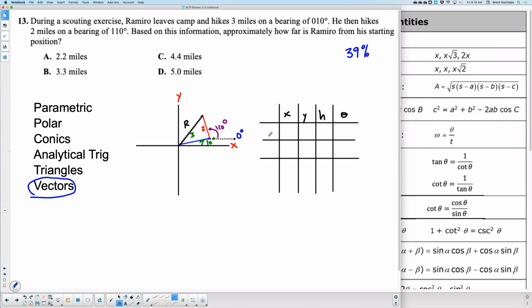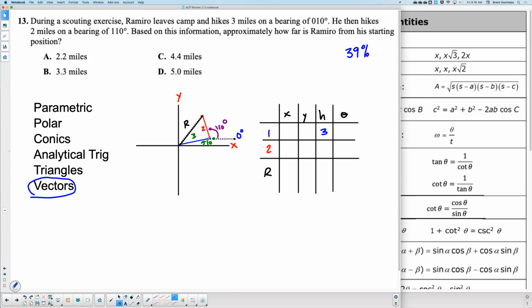So the first one's blue. 1, 2, and my resultant I drew in black, so I'll do that in black again. All right, let's talk about this first blue vector. Does this appear to you to be an x-axis, a y-axis, or a diagonal h? Diagonal h, I agree. We had the value of 3 miles right there, so that is our h. Our h is 3. Let me put this in blue.